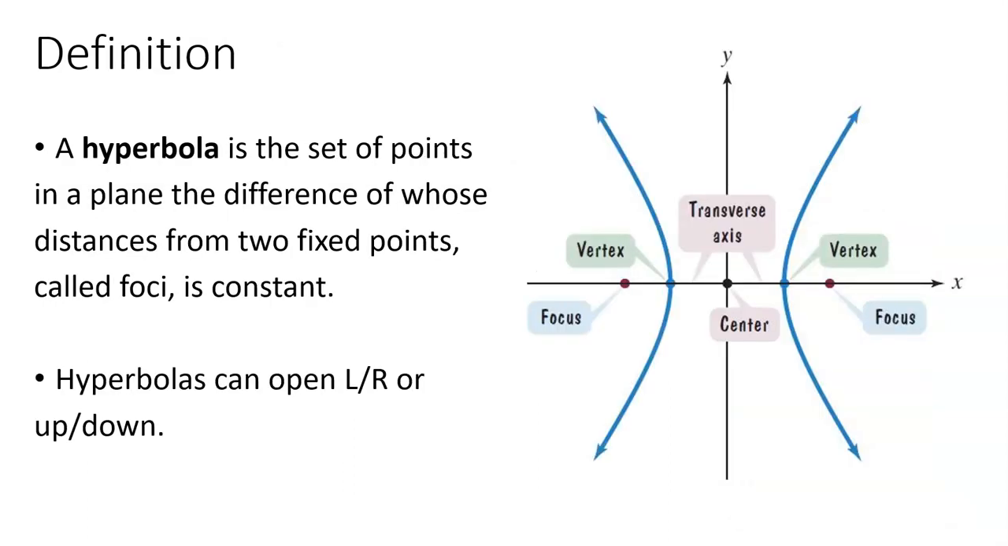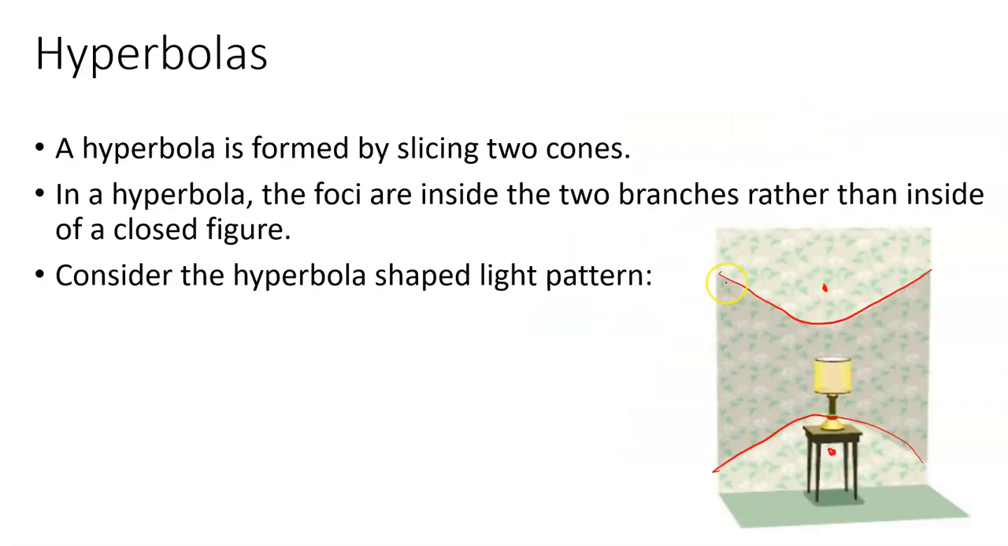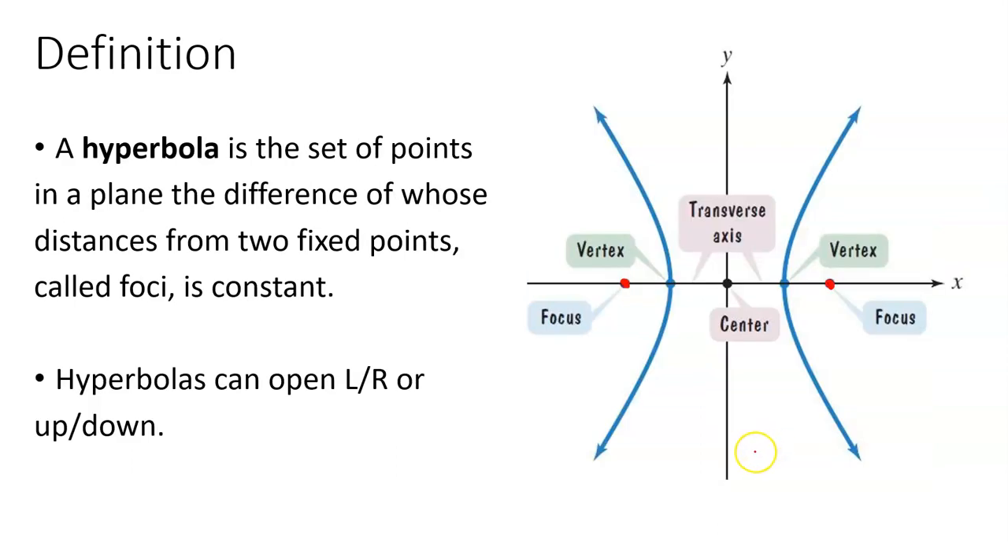So it says a hyperbola is a set of points in a plane, the difference of whose distances from two fixed points is constant. So the two fixed points are here and there. And if I take the difference between the location and that fixed point, they're all the same all the way around, on that branch from here. And then, of course, like we saw in the light fixture before, the hyperbolas can open up and down, or they can open left and right.